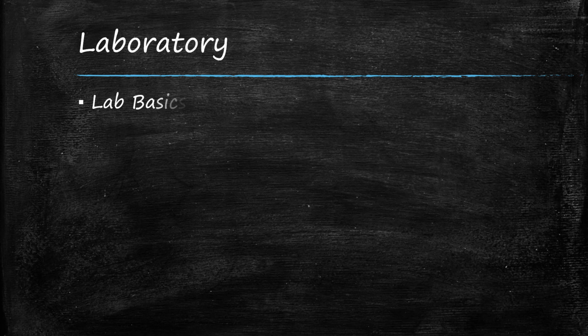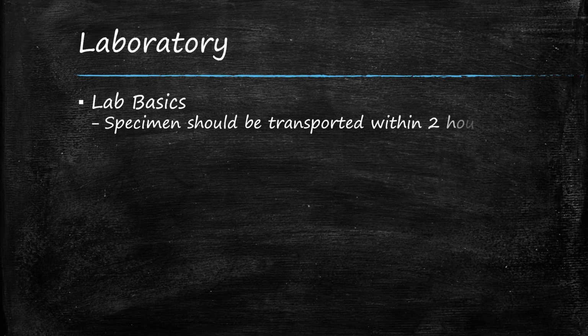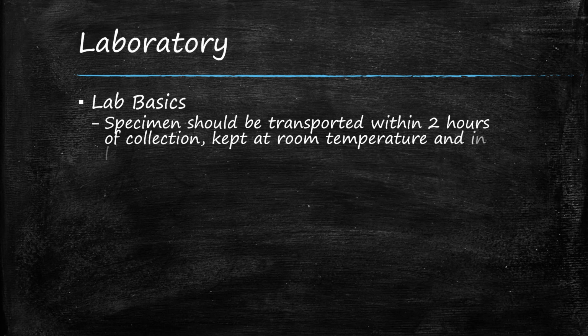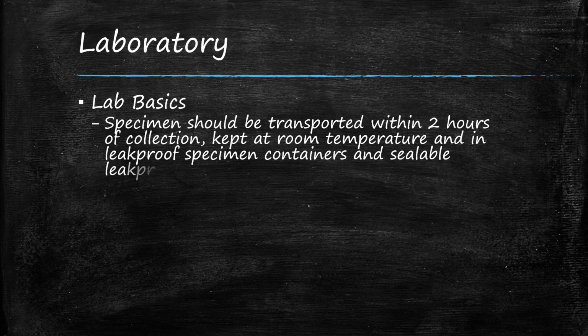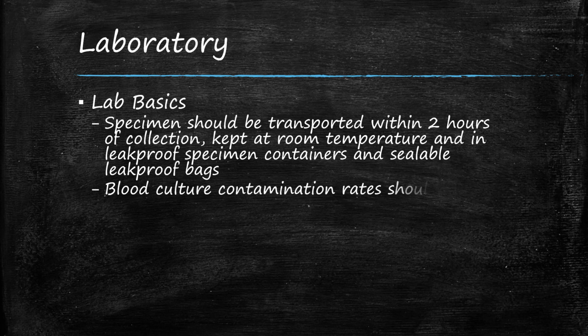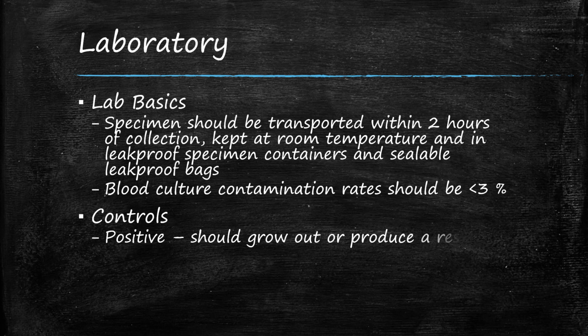So some laboratory topics here. We are going to first talk about specimen transport, and this is a general rule that specimens should be transported within 2 hours of collection and kept in room temperature in a leak-proof specimen container. It should be sealable in a leak-proof bag. Blood culture contamination rate should be kept at less than 3%, and if your lab isn't monitoring it, then as the infection preventionist, you should be able to speak to what the blood culture contamination rate is.